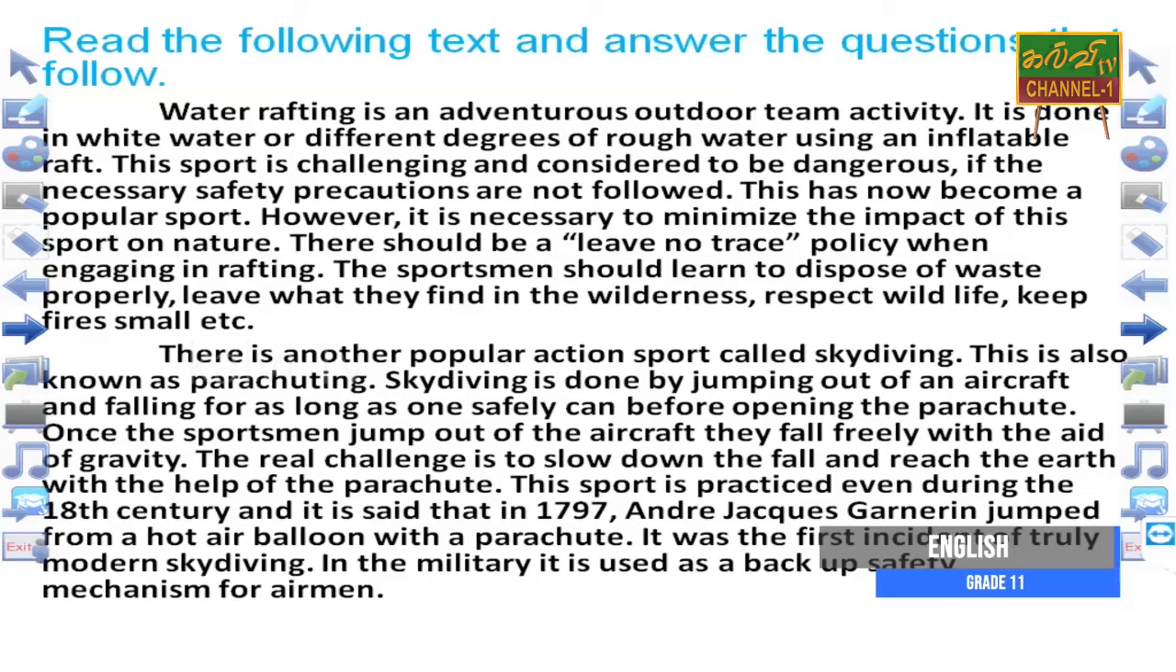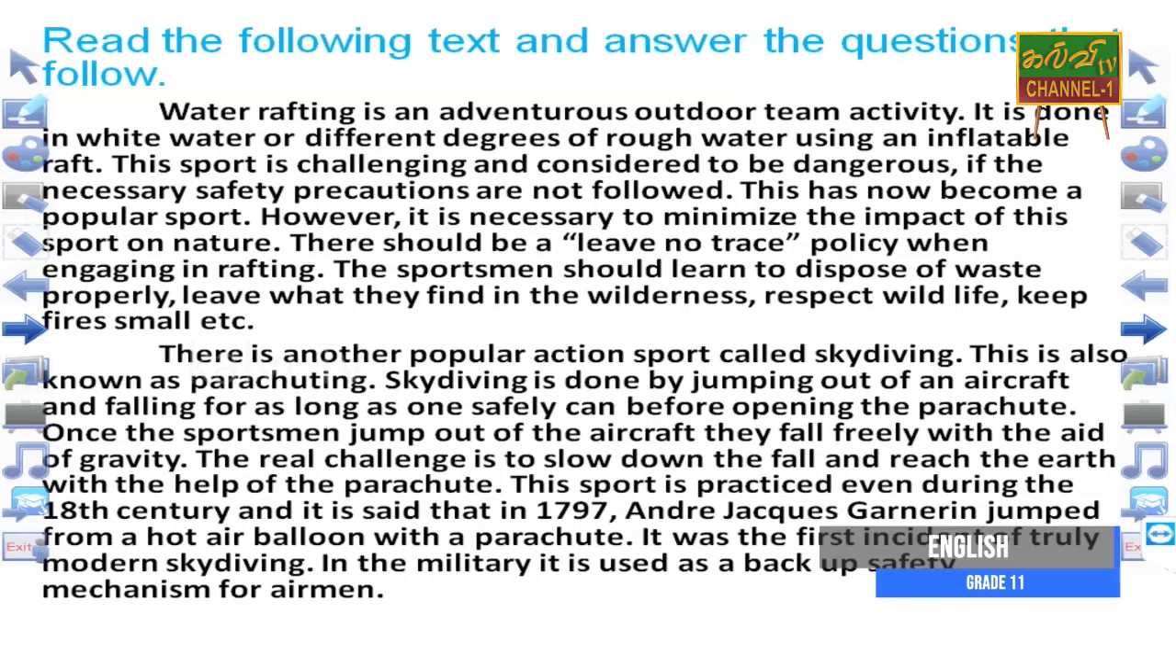This sport was practiced even during the 18th century, and it is said that in 1797 Andrew Jacques Garnerin jumped from a hot air balloon with a parachute. It was the first incident of truly modern skydiving. In the military, it is used as a backup safety mechanism for airmen.